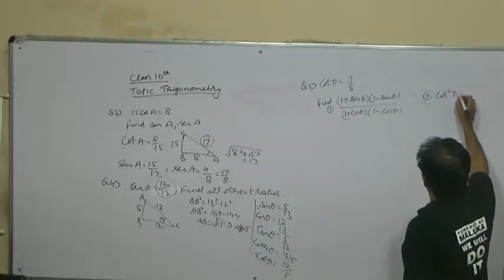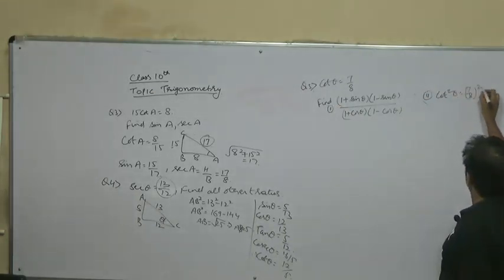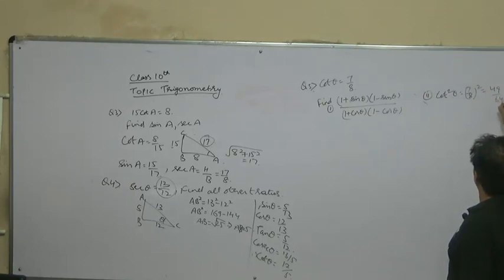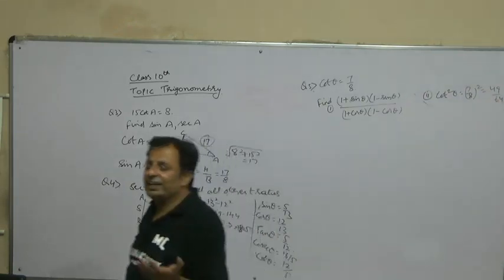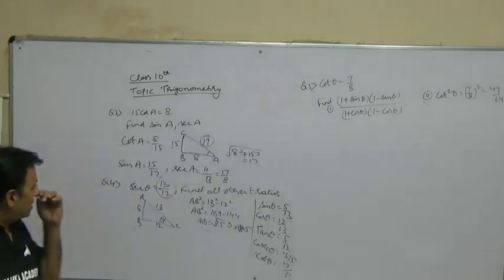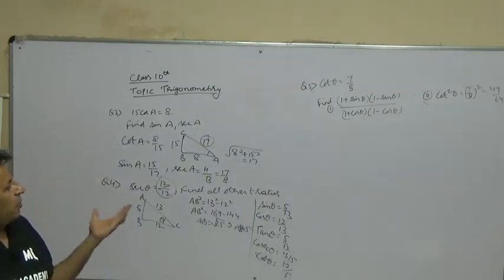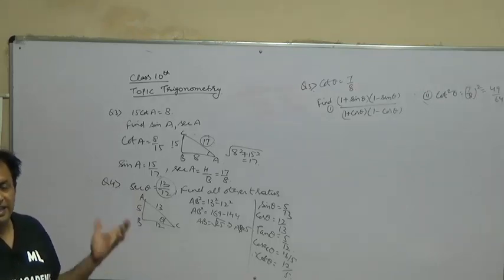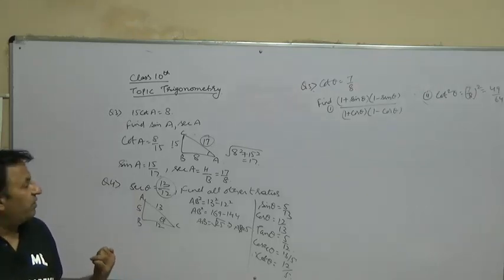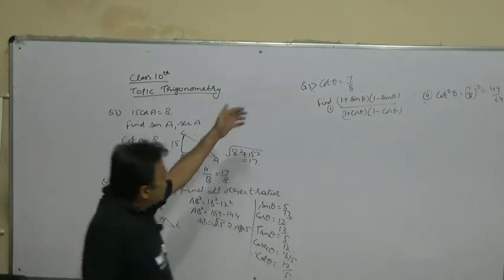सो वो तो हमें पता ही है, 7 बाई 8 स्क्वायर आ जाएगा विच इज़ 49 बाई 64. सो इसमें दो तरीके हैं. एक तो हम क्या करते हैं, इसमें थर्ड साइड निकाल के फिर साइन और कॉस निकाल के ये कैलकुलेशन कर सकते हैं, पर लेकिन हम इसको सिंप्लीफाई कर सकते हैं. सिंप्लीफाई कैसे करेंगे? हम इस एक्सप्रेशन को देखते हैं.